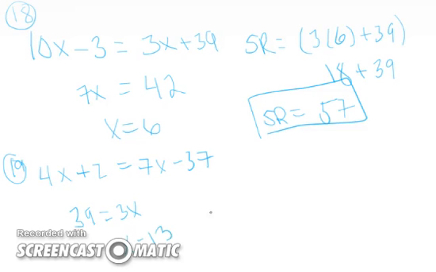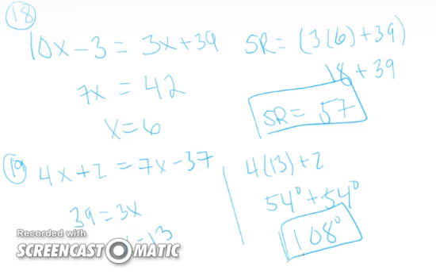That's not what I'm looking for. I got to plug it back in. I get 4 times 13 plus 2. That's going to give me 54 degrees. And I'm looking for LMN. Notice LMN is made up of 54 and 54, so I have to add the two together, and I actually get 108. I went a little fast on those because we went over those ones in class.